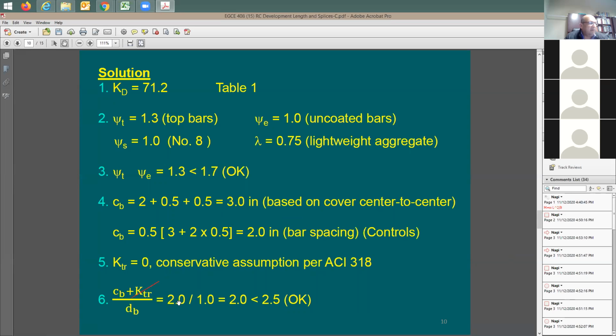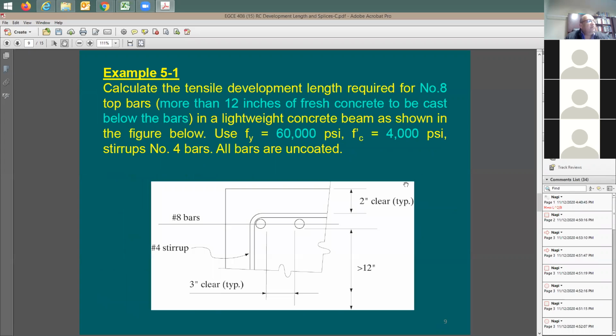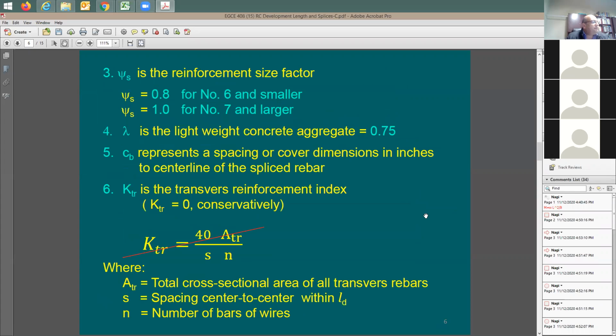C sub B is going to be equal to 2 inches, and the diameter of the bar, D sub B, is going to be 1 inch. Now, this is going to be the other check. If you remember, C sub B plus K sub TR divided by D sub B has a maximum of 2.5. It's very similar to this check, but here the limit is 1.7, and here the limit is 2.5. Let me go back a few slides to show you what I'm talking about.